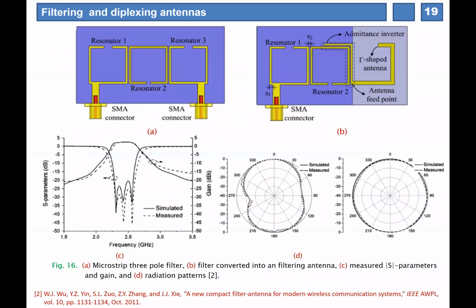So here are some examples of filtering and duplexing antennas. You can see figure 16a. This is a simple 3-pole filter. Now that is converted to an antenna with 3 poles. You can see resonator 1, resonator 2, and the L-shaped antenna is also a resonator. So that is properly coupled with this microstrip resonator 2.